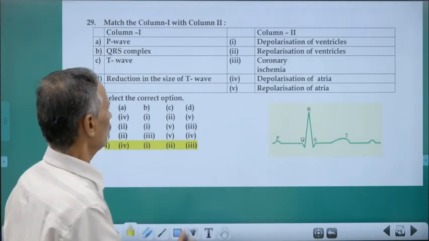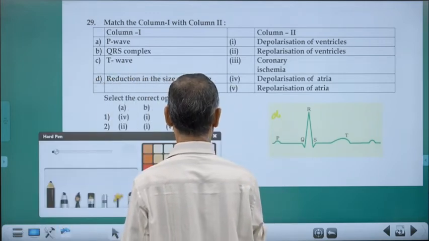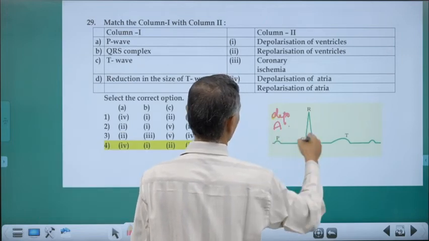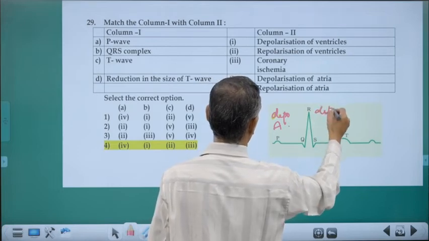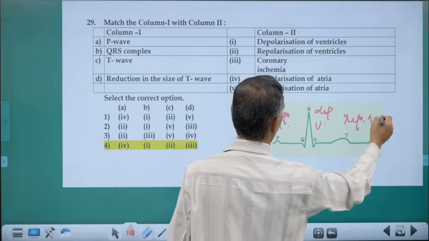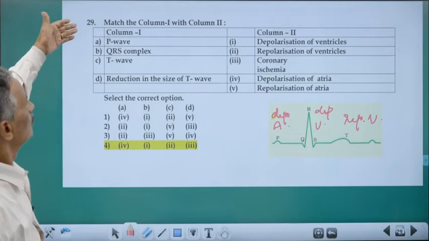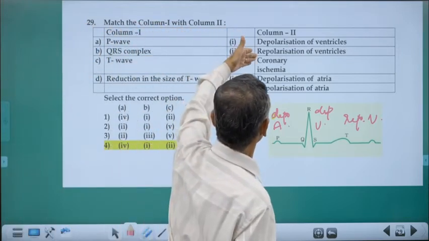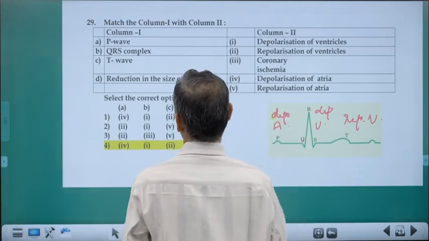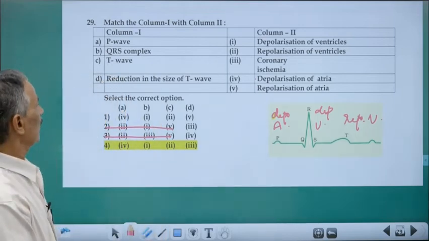What is P wave? Depolarization of atria. QRS wave, depolarization of ventricle. T wave, repolarization of ventricle. Okay, so P wave is depolarization of atria, not ventricle. So it should be 4, and you eliminate the other options. Only 1 and 4 you can select.